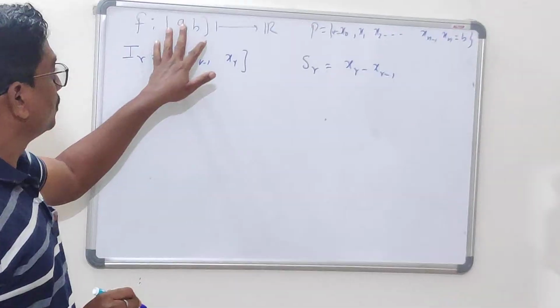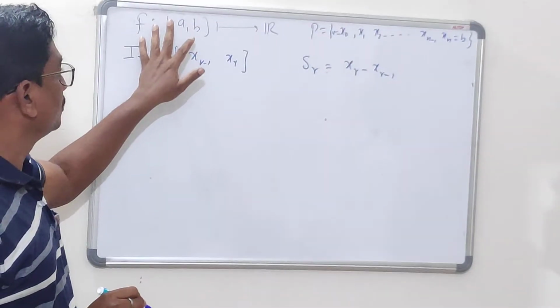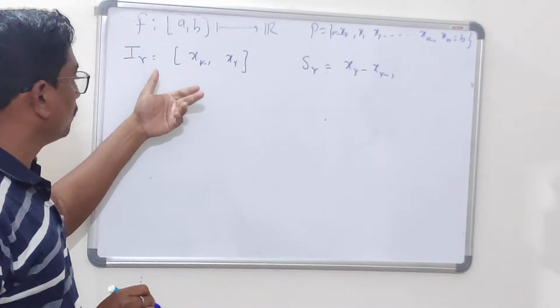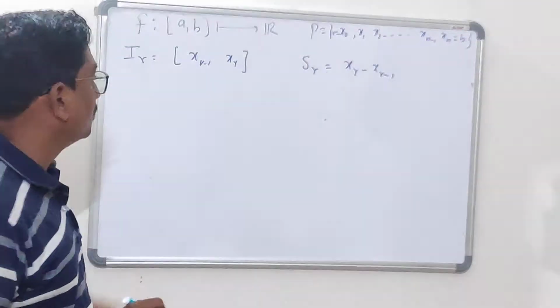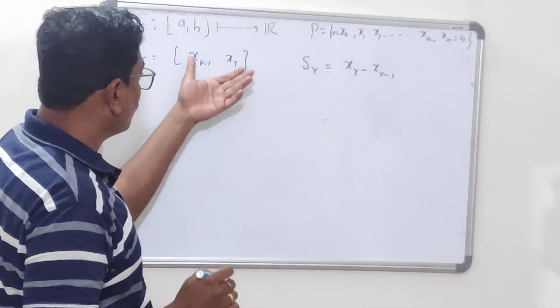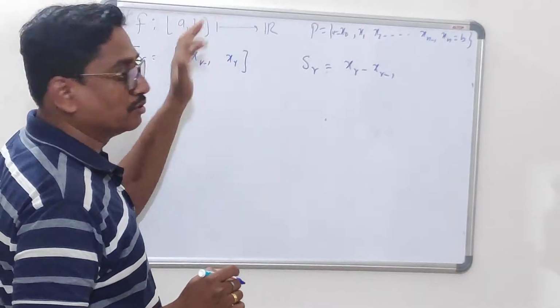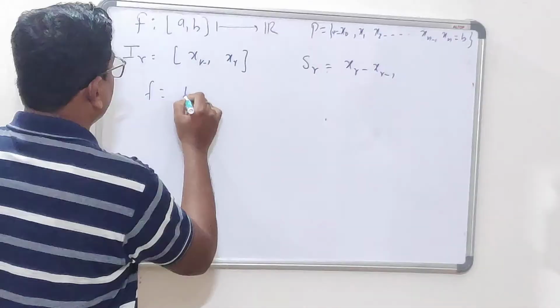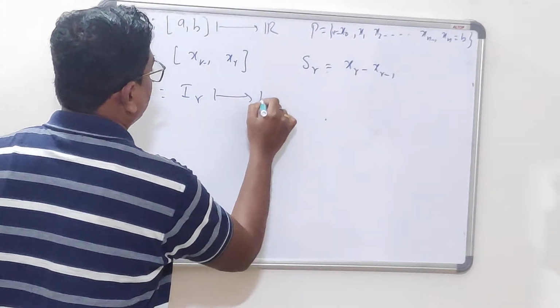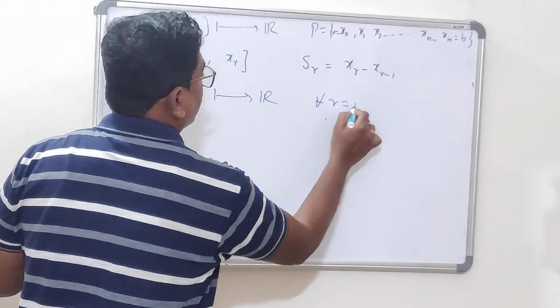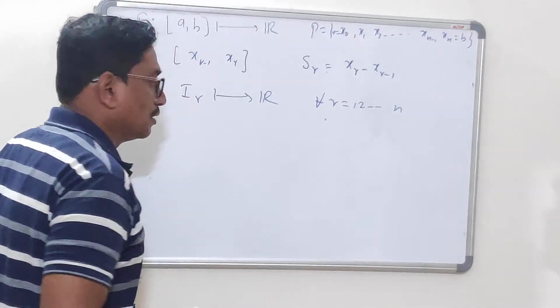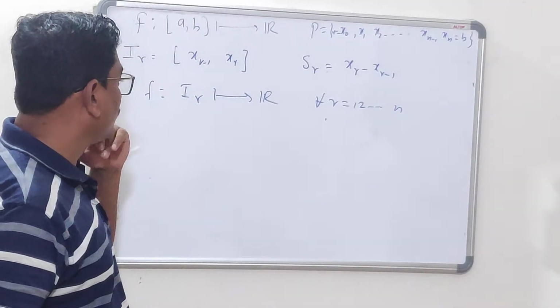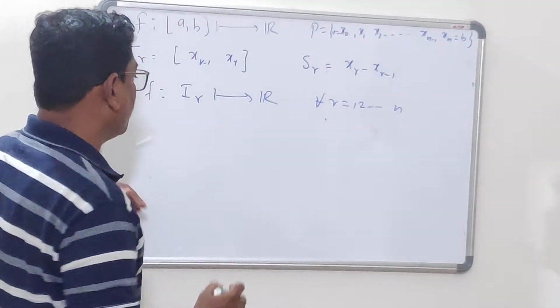Now since this function is bounded on the closed interval, it has to be bounded on these small parts of that closed interval. Otherwise, if it is not bounded on these, how could it be bounded on the closed interval [a, b]? So your function is bounded on each subinterval. That means on each subinterval the function has a maximum value and a minimum value.